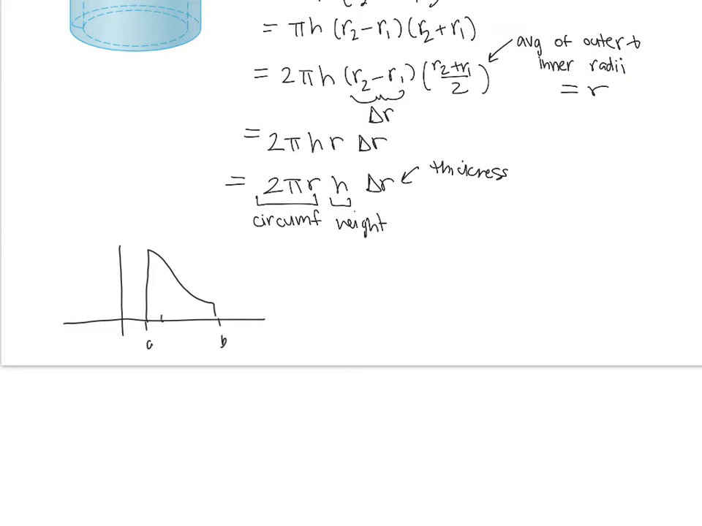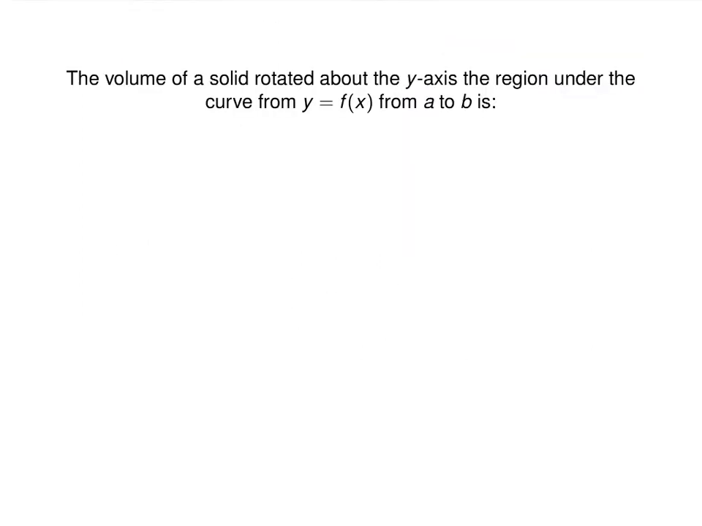All right, so if I'm taking this random shell and I'm spinning it about the y-axis, the radius, or the distance from the axis of rotation out to the slice, will be x, and the height will equal f of x. Now these things are subject to change if you have an axis of rotation that's not the x or y axis, that will change the radius. And if you have the region between two curves, your height will not just be f of x. But in general, here's the formula.